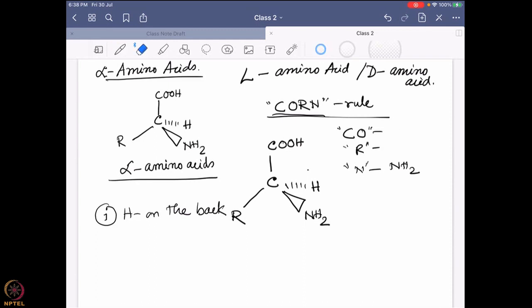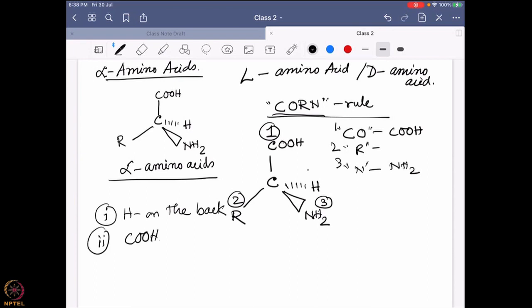Just find out exactly how these groups are oriented and put it 1, 2, 3. So over here, this is 1, this is 2, this is 3. Hydrogen on the back, and then orient carboxylic acid, R group, and NH2 group as 1, 2, 3. This is not exactly the CIP rule. This is a rule defined much earlier than the CIP rule, so it's a little bit qualitative in nature.